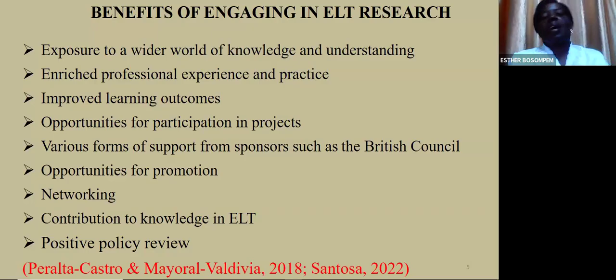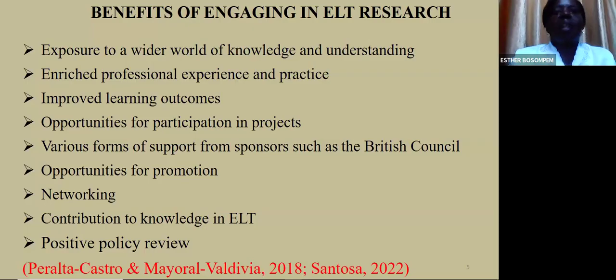As academics, we are told that if you don't publish, you perish. Or in other words, publish or perish. So for us to publish, it means we have to contribute to the field in which we are, which is English language teaching. And you can't publish without conducting any research. So it's very, very important for us to contribute to knowledge in ELT so that our relevance will be felt in the field.